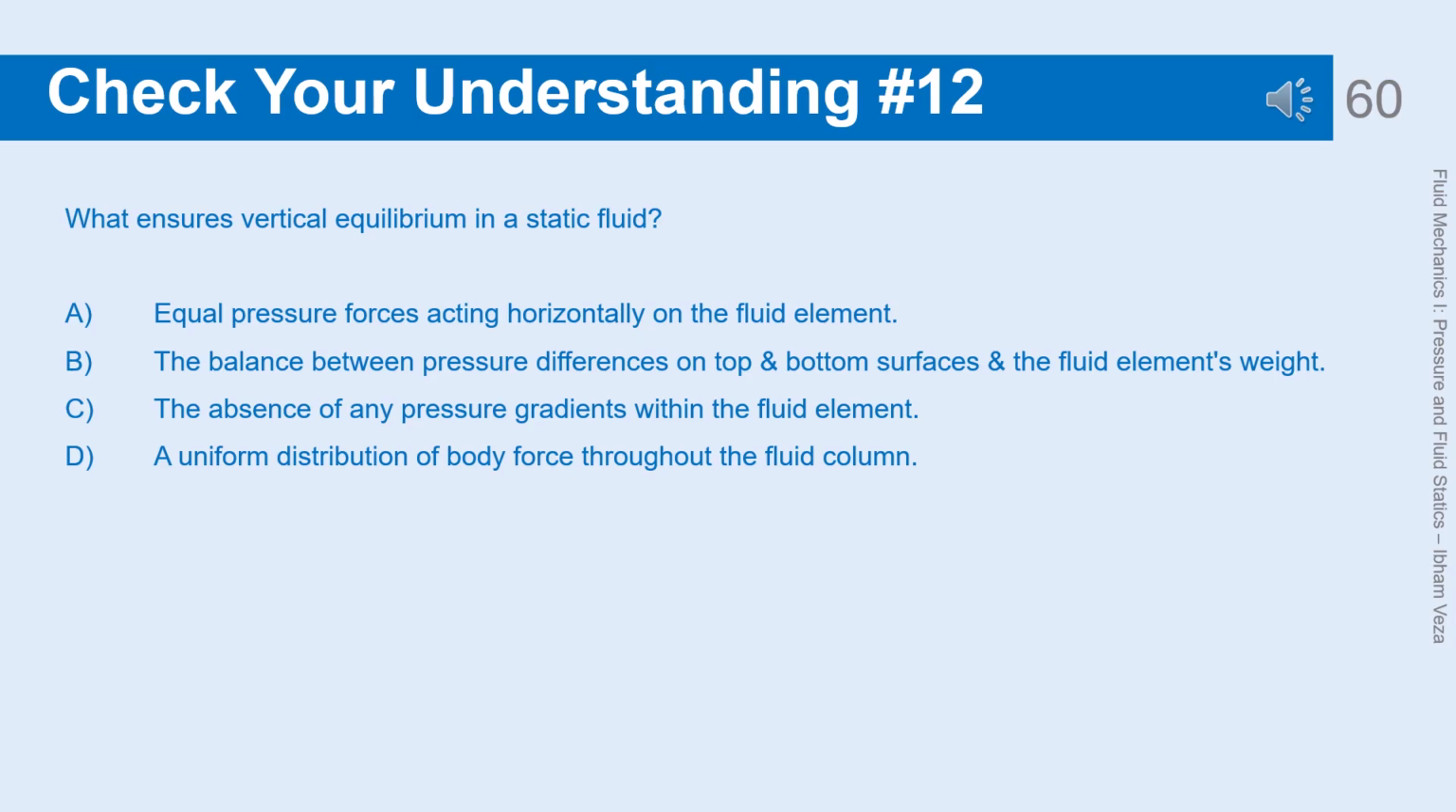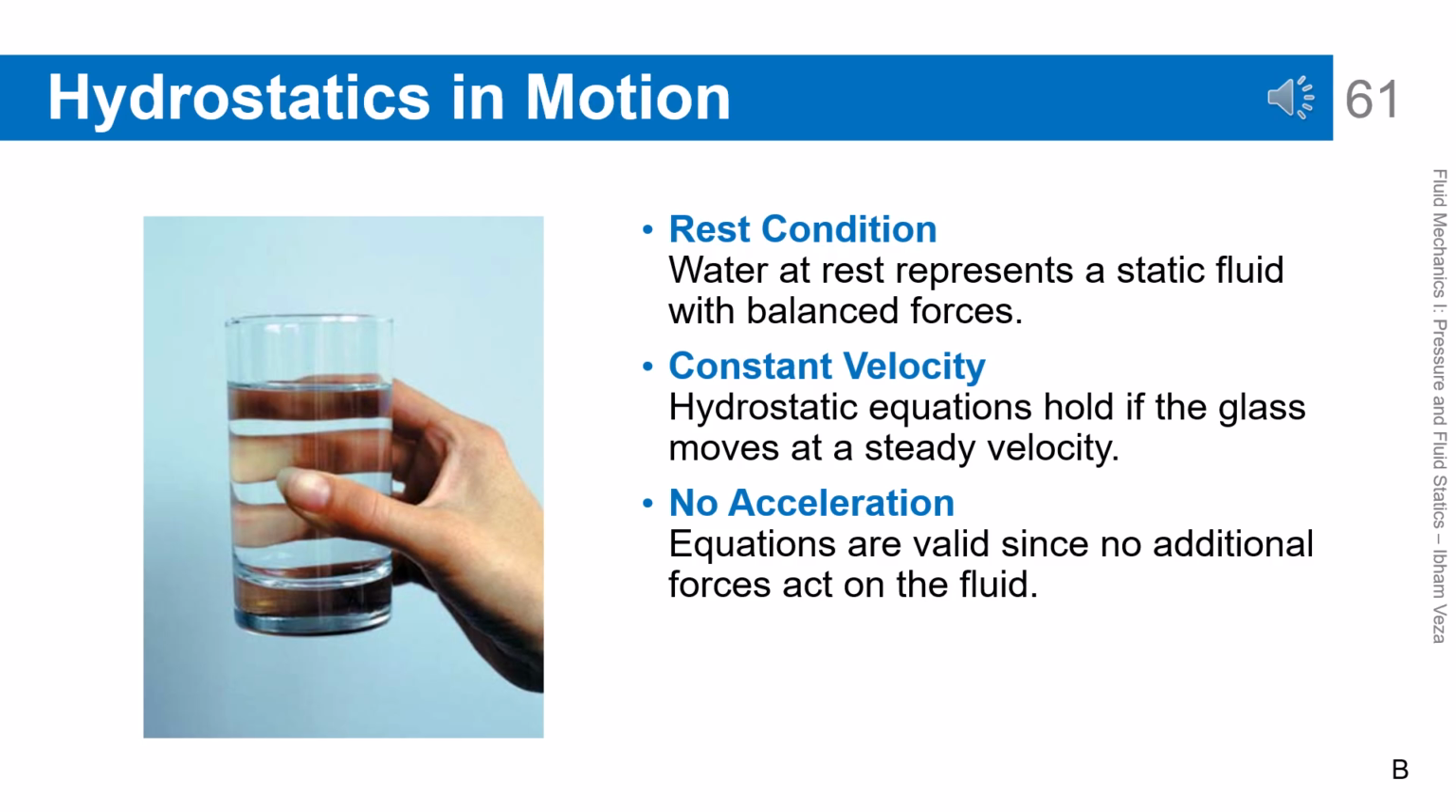Explanation of incorrect options. Option A, horizontal pressure forces do not contribute to vertical equilibrium. They are relevant for horizontal force balance, but not for vertical stability. Option C, pressure gradients exist in static fluids due to depth. Their presence is necessary for balancing the fluid's weight. Option D, body force, weight, acts downward, but equilibrium depends on the interplay between body force and vertical pressure differences, not uniform distribution.